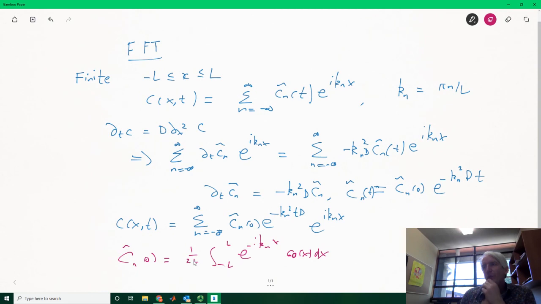So what we've got is a process here. We take the initial condition, we integrate to get these c_n naughts, we advance them and take them back. So in that, we just want to show you how each of these steps, this step here is equivalent to a fast Fourier transform, and this step's equivalent to an inverse fast Fourier transform. So I need to show you that.